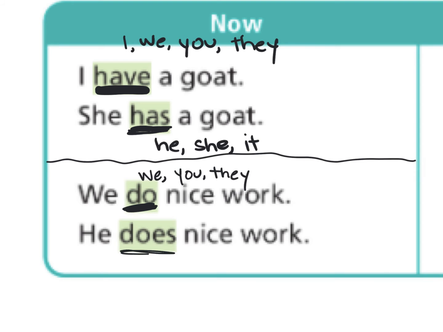He does nice work. For the pronouns he, she, and it, we would use the word does. He does nice work. She does nice work. It does nice work. This is talking about now, in the present.